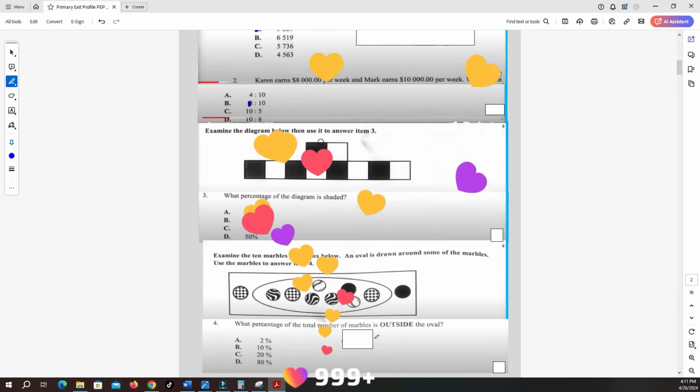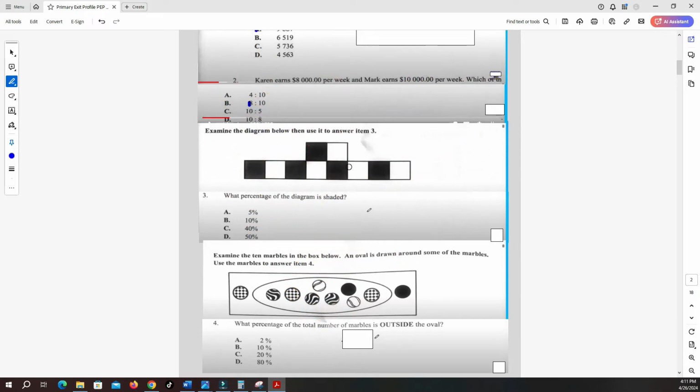So examine the diagram below, then use it to answer item 3. It says, what percentage of the diagram is shaded. So percentage is just like fractions, if I can remember clearly. It's 1, 2, 3, 4, 5, 6, 7, 8, 9, 10 squares in total, and we need to know what percentage is shaded. It's 1, 2, 3, 4, 5. So it's 5 out of 10. So I can say it's 50%, but let's show you how it's worked out. It's just 5 over 10 times 100. So let me do it right here.